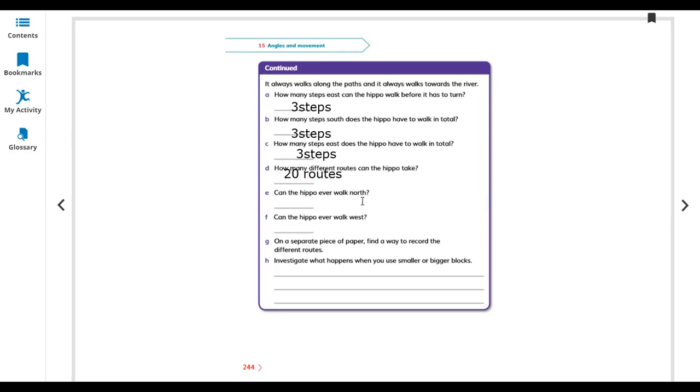Can the hippo ever walk north? No, obviously no. Because on the north side it's going straight and straight. So we can never write yes. Can the hippo ever walk west? No. Not north always or not west or east always. So we write no. G and H, no need. Page number 245.